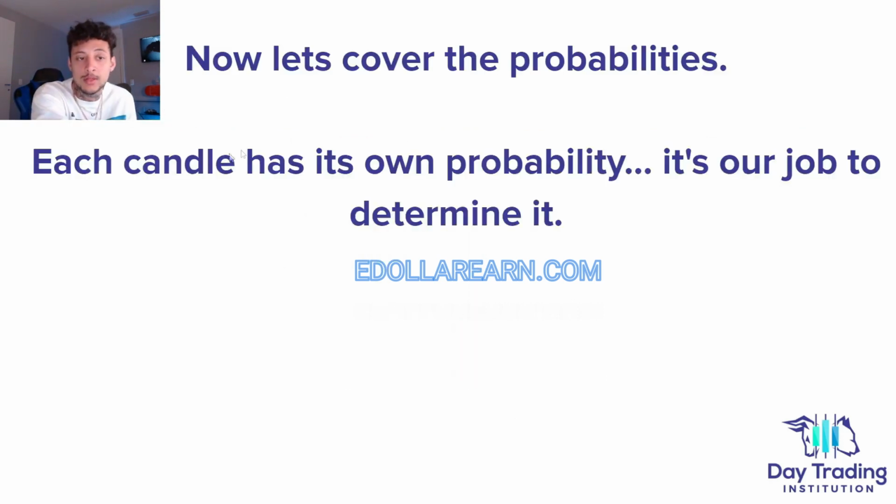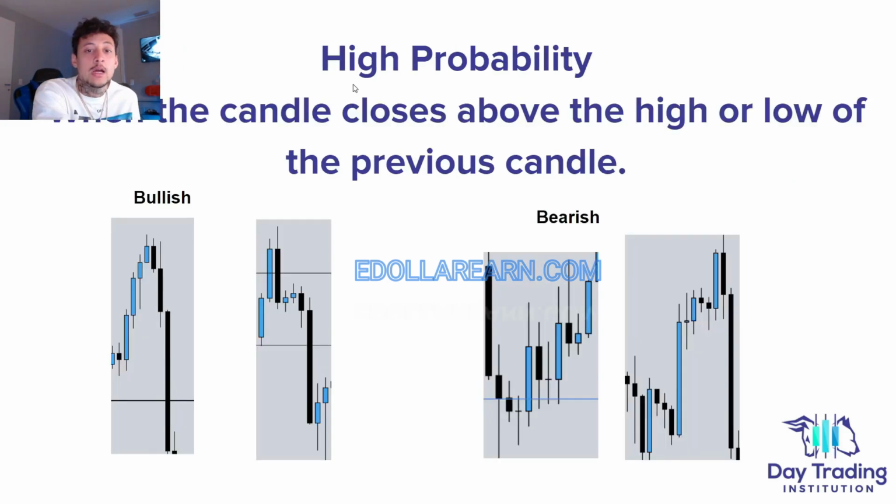Now let's cover the probabilities. Each candlestick has its own probability, and it's our job to determine the probability of that candlestick, right? High probability candlesticks. So when it comes down to the probability of the candlesticks in themselves, this is mainly going to be for our bullish and our bearish and our variation patterns, which again, we'll go more in detail in the next video. So when we have a high probability candle, it's when the candle closes above the high or the low of the previous candle.